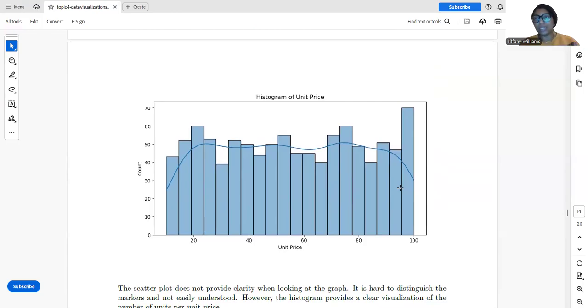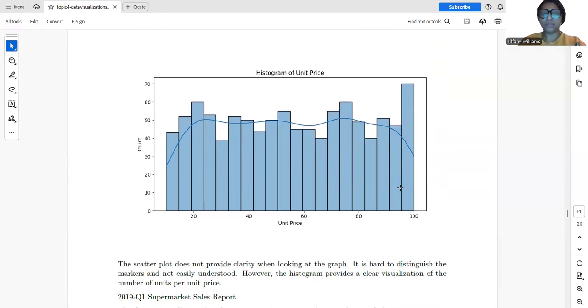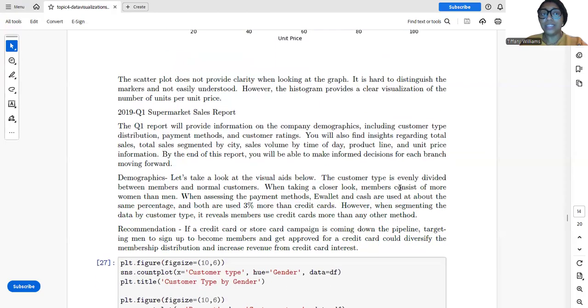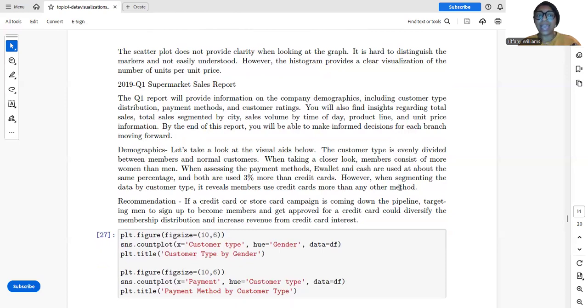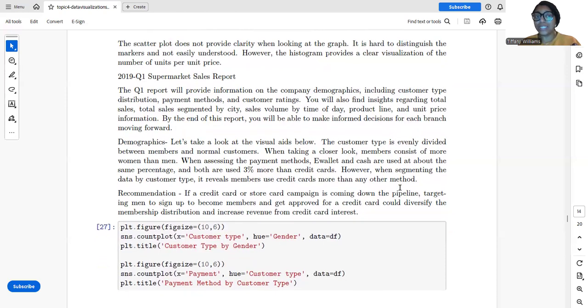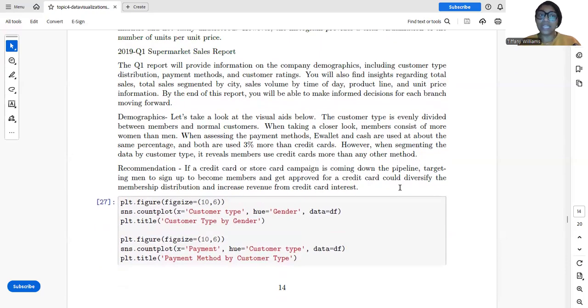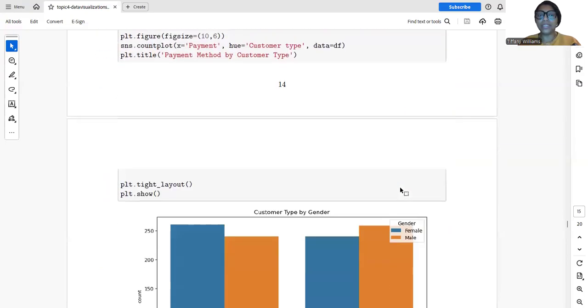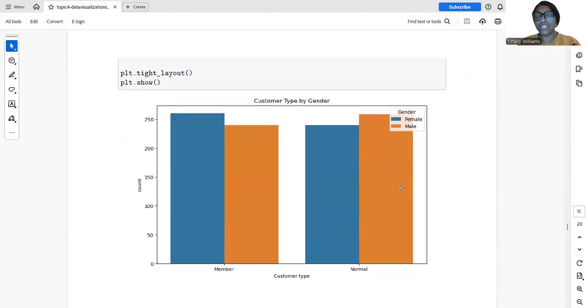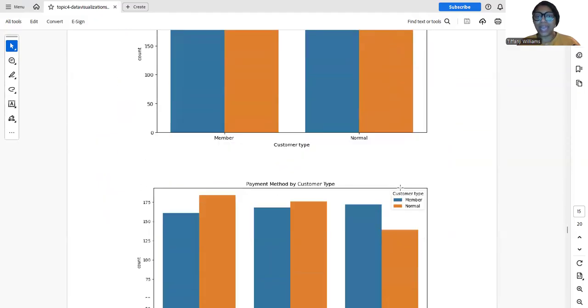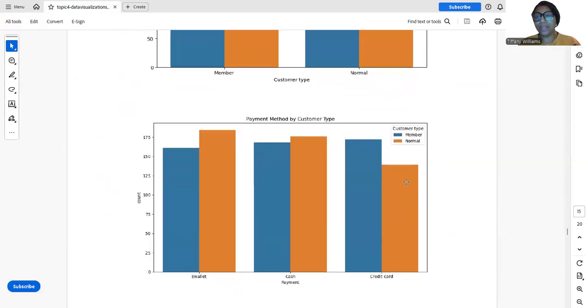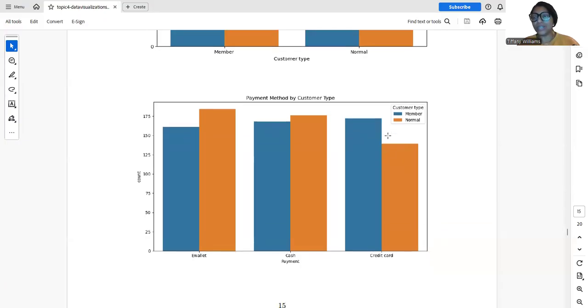So if I were to present this as a report, it would look something like this. The 2019 Q1 supermarket sales report, it'll include demographics, and it would give recommendations based on some of those graphs. Here, I'm not going to read it all for the sake of time. You can read it if you'd like. You can pause the video and read it. But you can see the customer type by gender as it is distributed and the payment method by the customer type. And we can see that the members are using more credit cards than other normal customers.